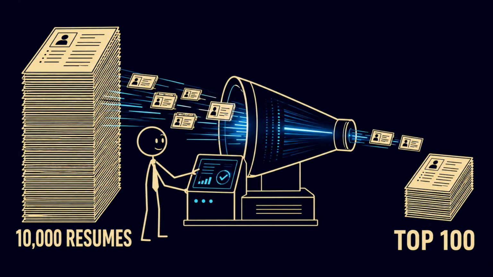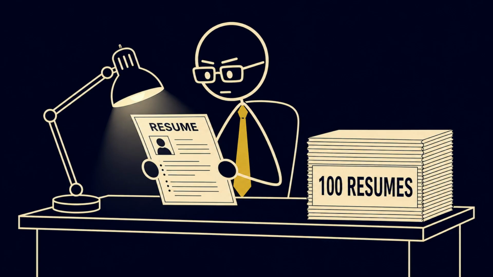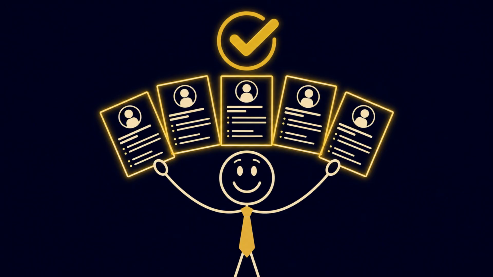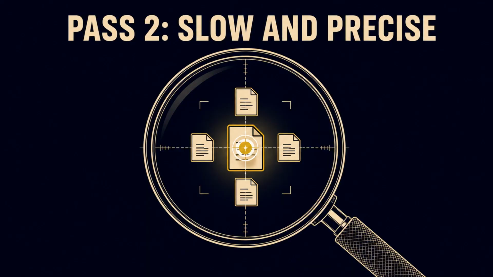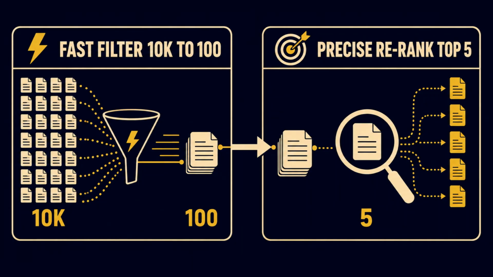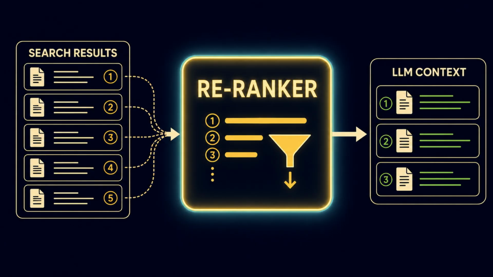Picture a recruiter using a fast keyword scanner to cut 10,000 resumes down to the top 100. Quick but rough. Then a senior hiring manager actually sits down and carefully reads just those 100 to pick the real top 5. First pass is fast and coarse. Second pass is slow but precise. And it only works because the first pass already narrowed the field. That's exactly what a re-ranker does.